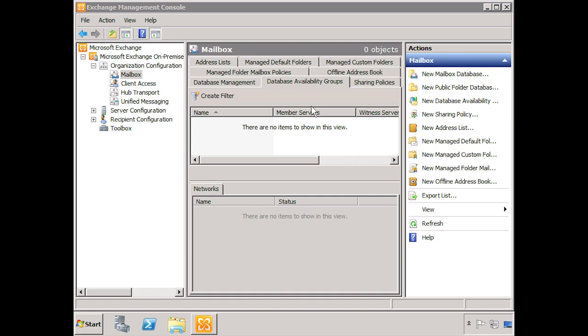There are three parts to establishing some form of resiliency for your database. The first part is establishing a database availability group. The second part is adding members to that group.